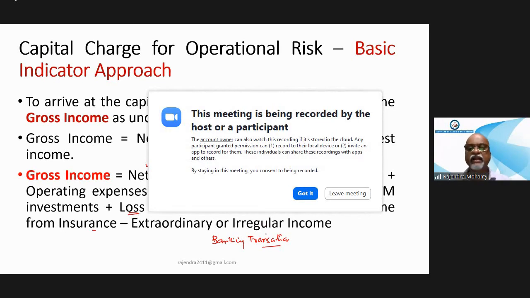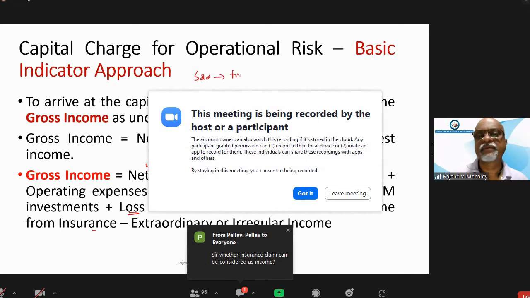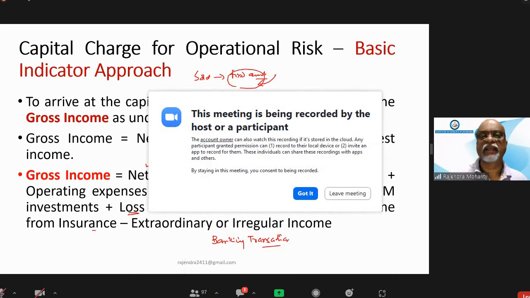Extraordinary or irregular income means, say, a legal issue has happened where the bank has gone to court and after some time the bank has won the case and some money has been paid by the counterparty. That is not a banking income. Or it might be possible that the bank has sold some fixed asset and some proceeds are credited to the P&L account. That is not a banking income. So if such items are there, then definitely those are to be excluded.